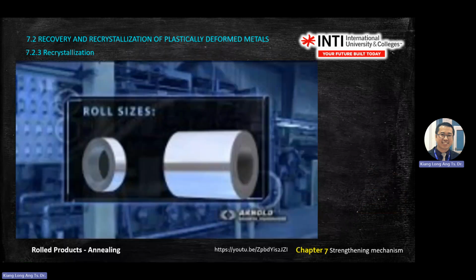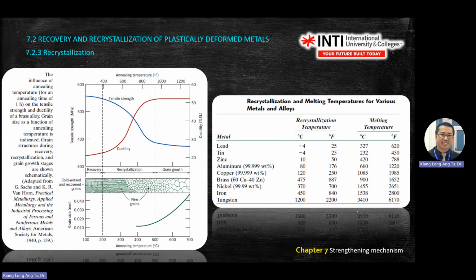Okay, this one is another diagram, another diagram with the temperature. Annealing means you do heat treatment. Then this is more colorful: recovery, recrystallization, grain growth. What happened to the tensile strength, ductility? Okay, so when you do revision, you take this one as your revision material.